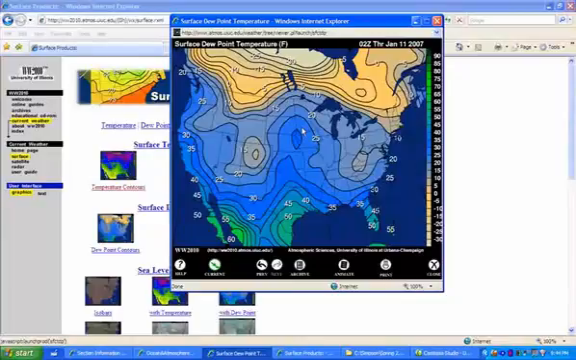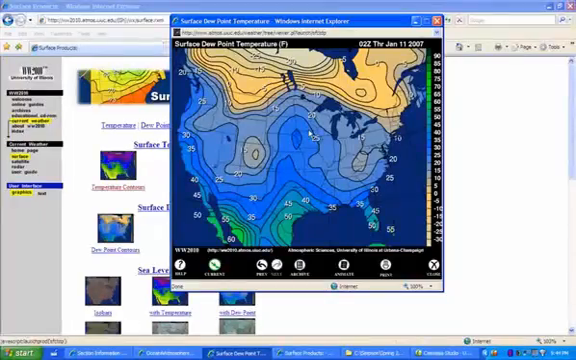Lines of equal temperatures are isotherms. Lines of equal dew point temperatures are isodrosotherms. So currently the dew point is between 25 and 30. We'll call it about 27 in Des Moines, Iowa.